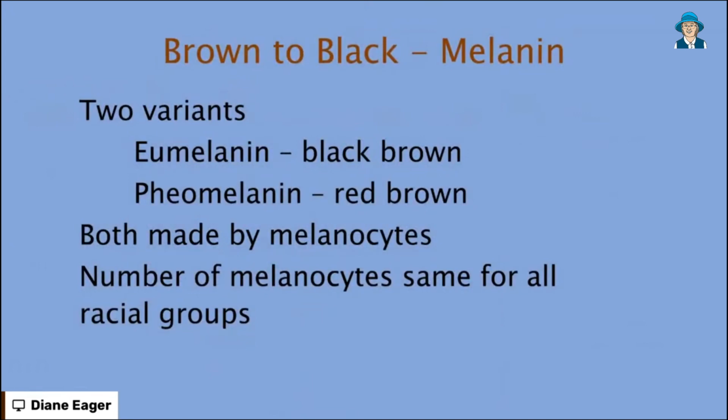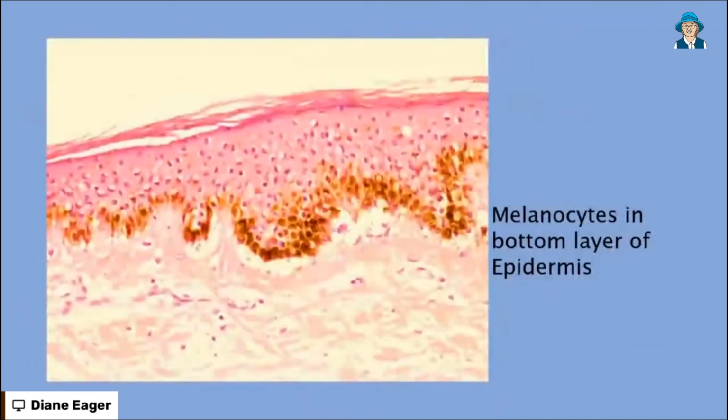Now, there is a really interesting thing about melanin. The number of melanocytes, that's the melanin-making cells, is much the same if you took the average from a whole lot of different people who would be classified as being in different racial groups. The number of those melanin-making cells is much the same. So what's different?